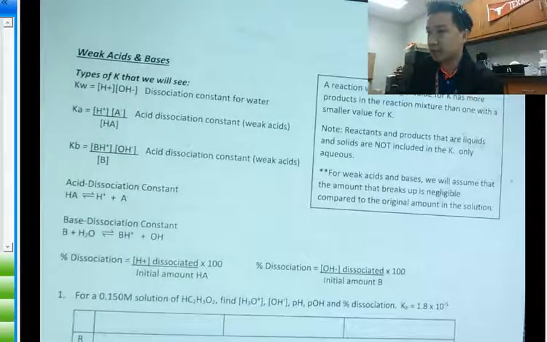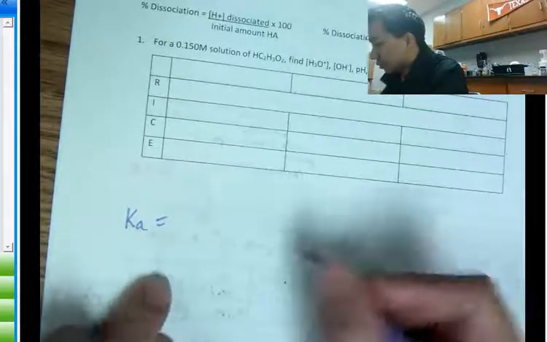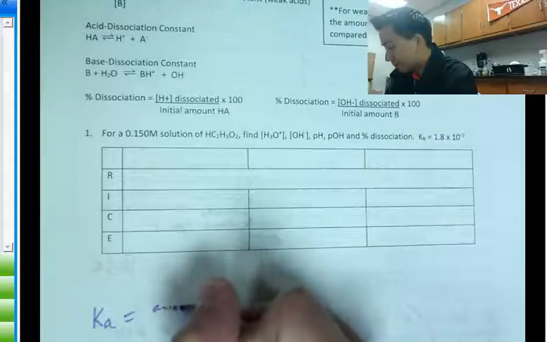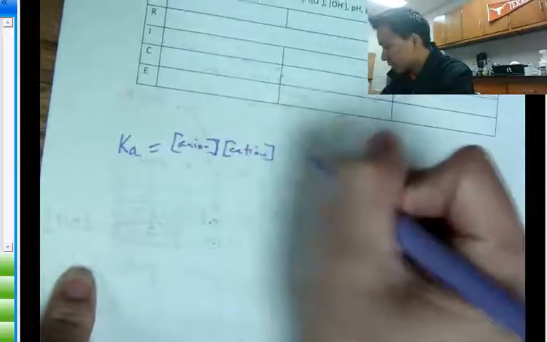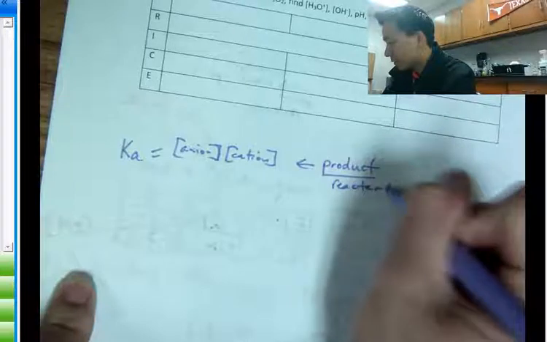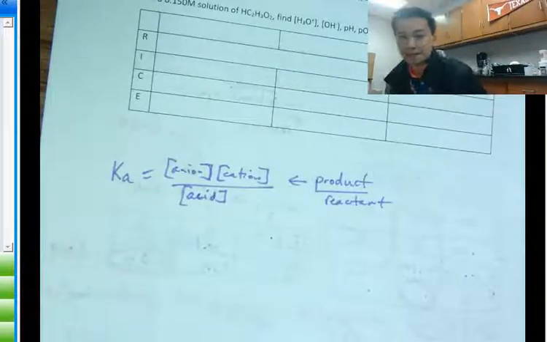Alright, a little bit of notes up on top here. There are different Ka's. Here's the value for Ka. Ka is equal to the H plus, the positive ion, times the anion of the product, over the reactant. The top is the product over the reactant. The reactant is your initial acid concentration, and that's what Ka is.